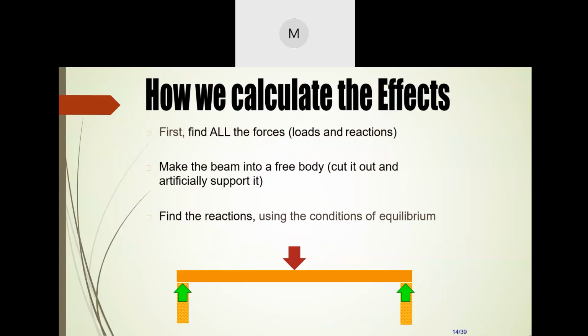Now, this is a very important part. First of all, try to understand. How do you calculate the effect? First of all, we have to find all the forces, that is the loads and the reactions. So how to find out the loads and the reactions? We'll have to see.